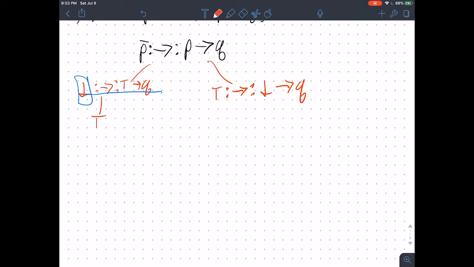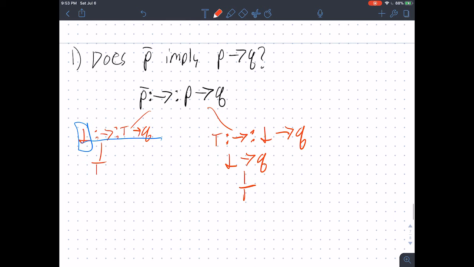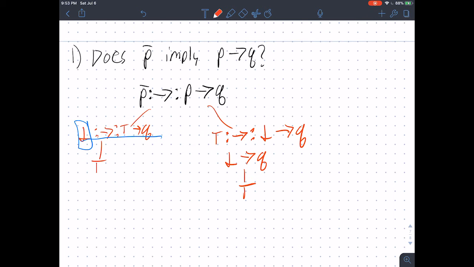So we drop true as the antecedent of a conditional, so that goes to false, therefore Q, right? And that's true. Wow, what do you know? The first schema does imply the second, right?